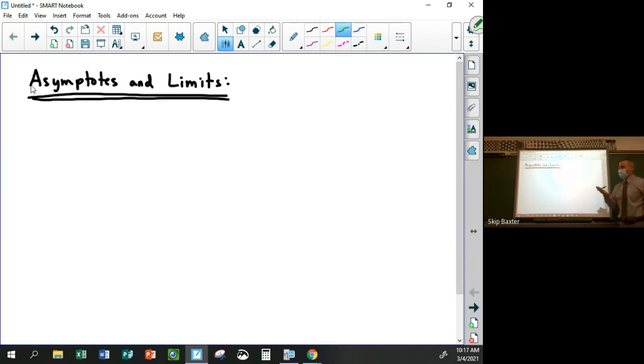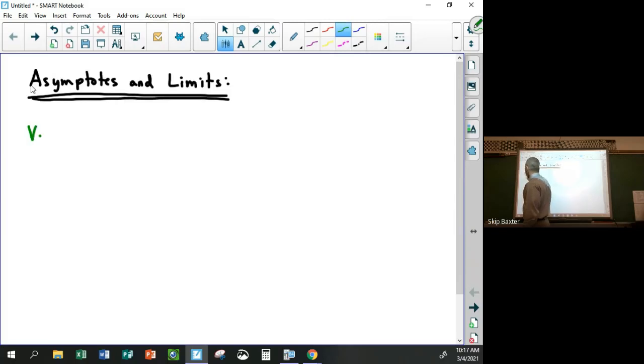There's vertical and horizontal. I mean, you can have a sloped diagonal asymptote. Sometimes those are called oblique asymptotes. Oh, that's what that word means. But we're not really concerned about those because they don't really have anything to do with limits, so to speak. So for now, we're just going to talk about vertical and horizontal asymptotes.